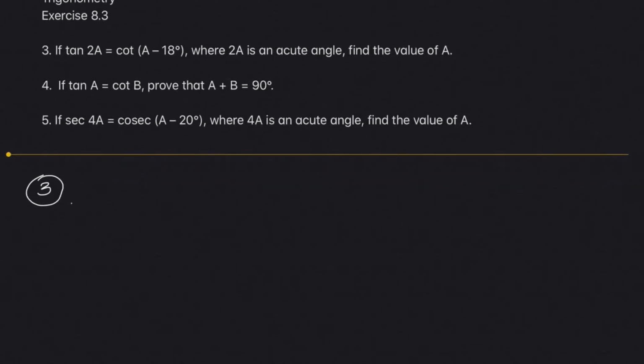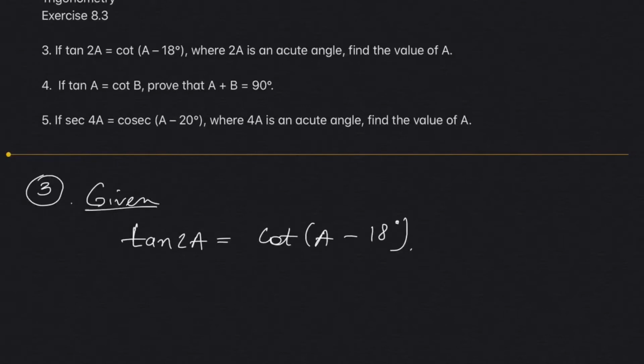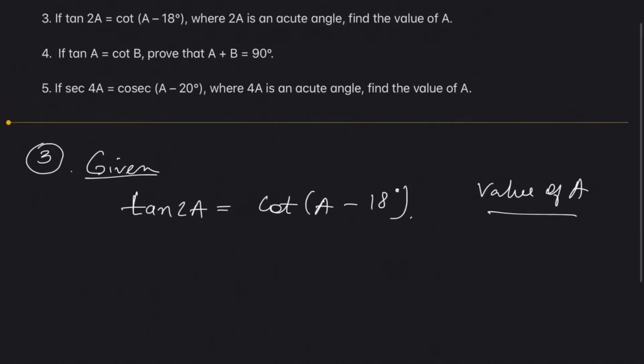If tan 2a equals cot (a minus 18 degrees), where 2a is an acute angle, find the value of a. Okay, given tan 2a equals cot (a minus 18 degrees). We have to find the value of a. If you finish watching this video, you will realize that this is very easy and it gets solved in a minute or so.